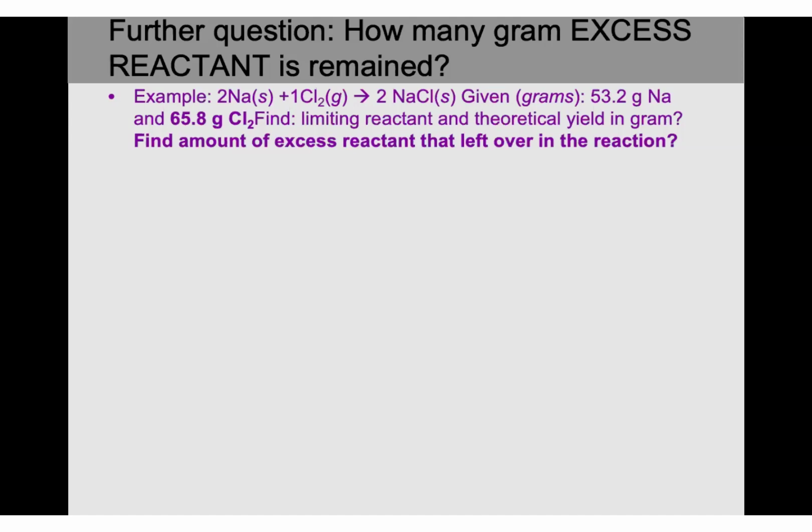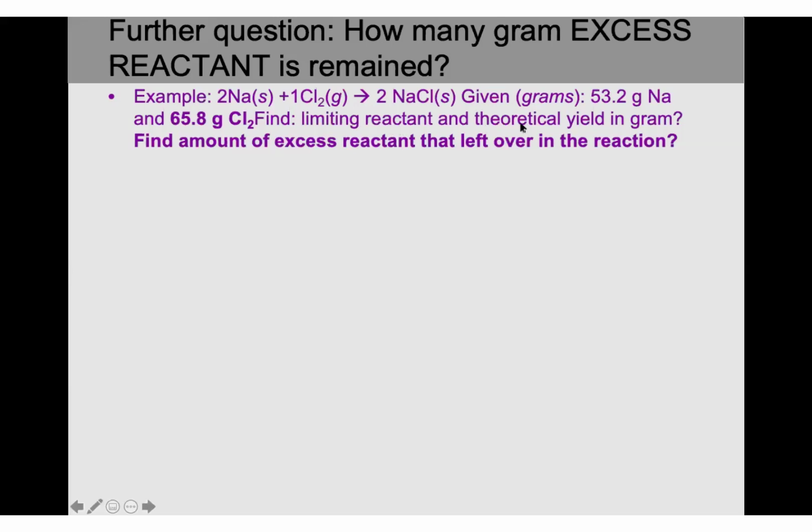Imagine you have a beaker where your reaction happens. At the end of the reaction, you have some solid sodium left over at the bottom of the beaker. So how do we answer this question? We should first find the limiting reactant and theoretical yield.